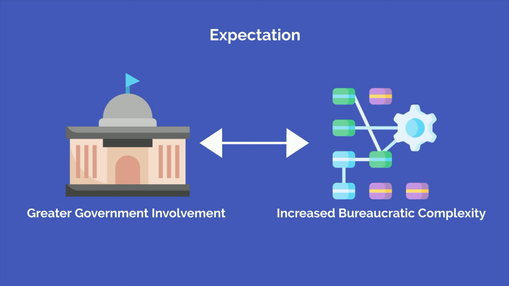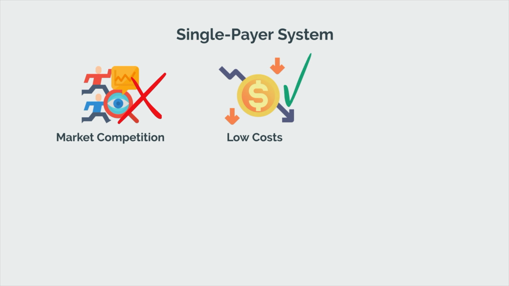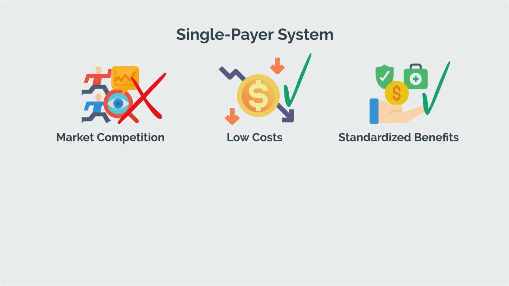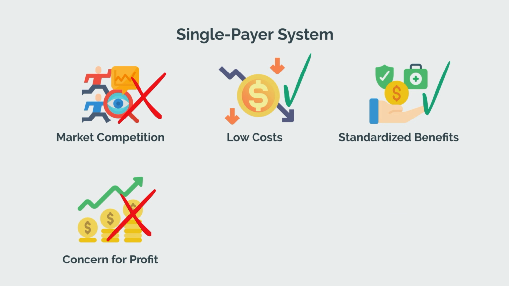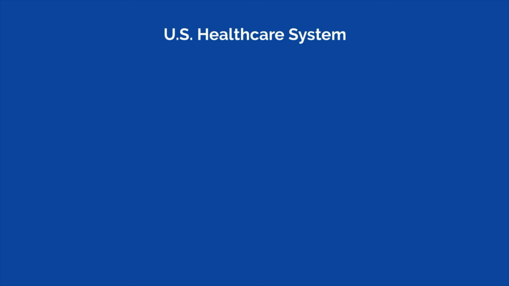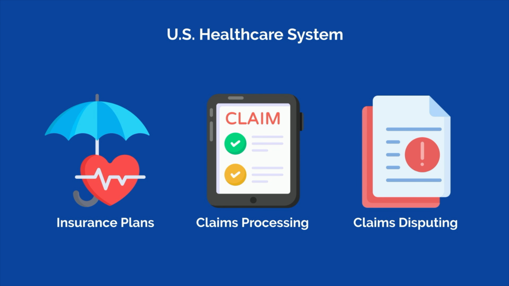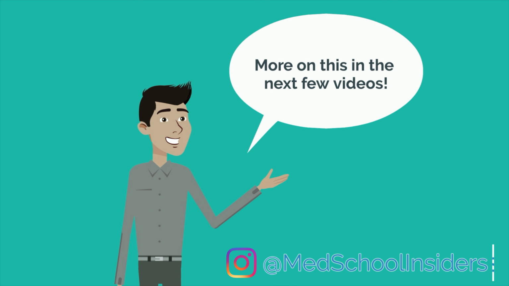There is often an expectation that greater government involvement translates to increased bureaucratic complexity, but that isn't necessarily true. In a single-payer system, there is no market competition, and with the government financing care, the costs that providers charge are kept low, benefits are standardized, and with no financial motives to deny claims and no concern for profit, the delivery of care is cheaper and often simpler to navigate. The frustrating complexity of insurance plans, claims processing, and claims disputing, factors that drive administrative expenses through the roof under the US healthcare system, are absent from the picture entirely. More on this in the next few videos.